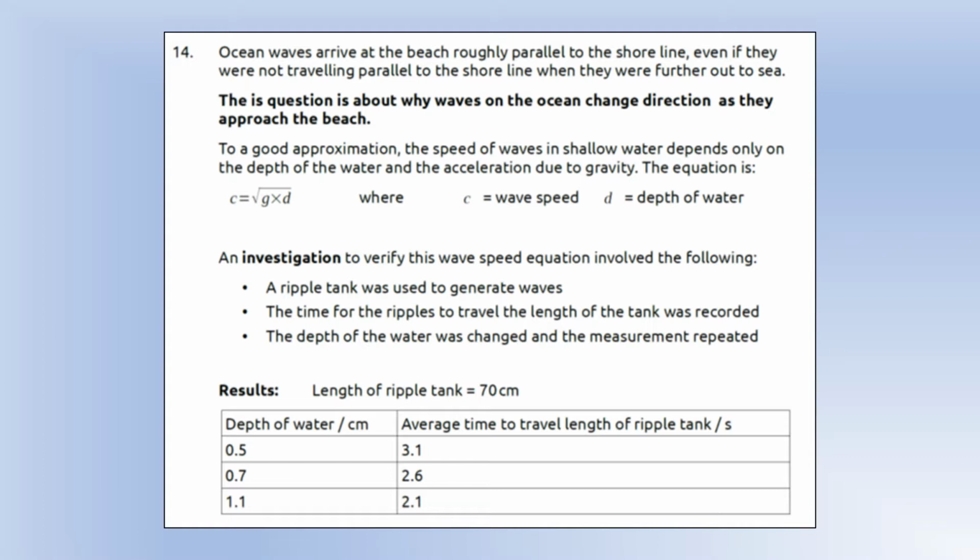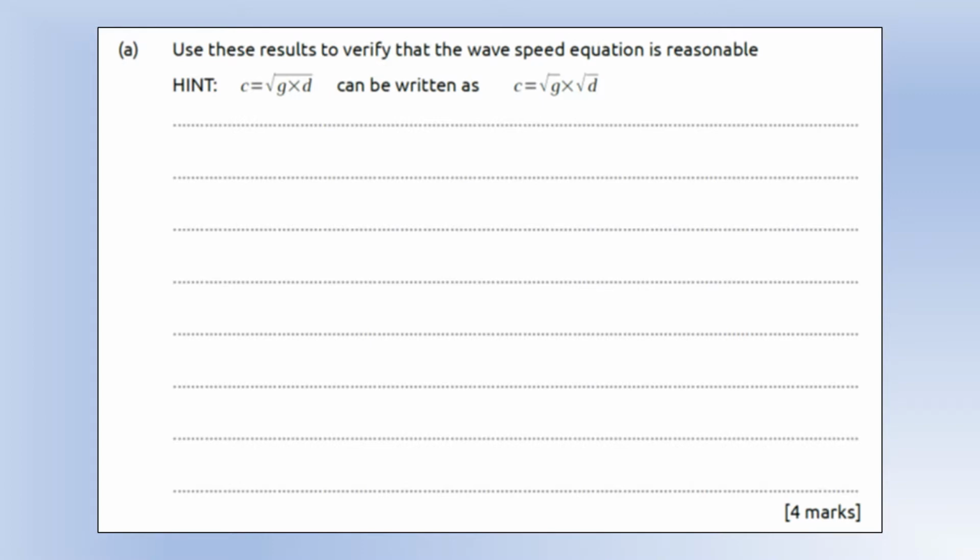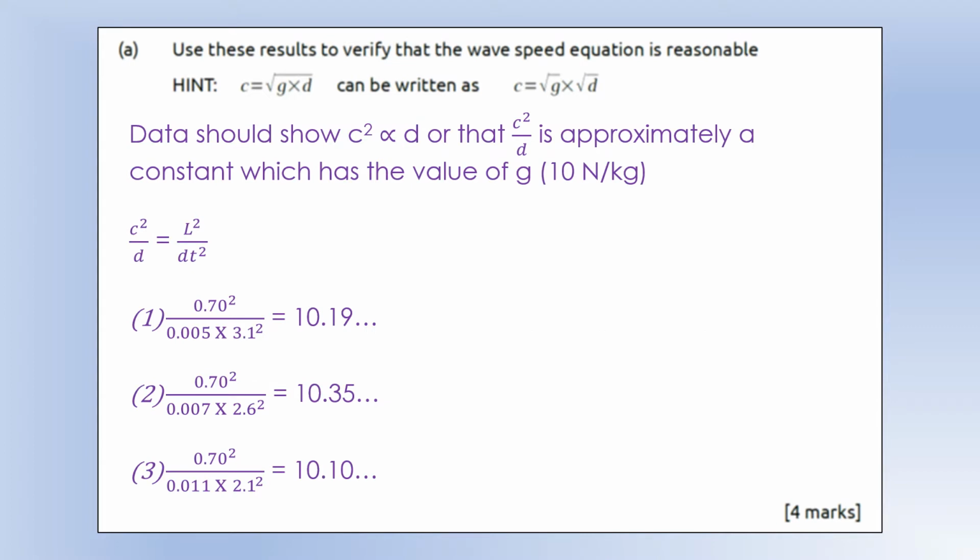Okay, so we've got an investigation where we've changed the depth and measured the time taken to travel the length of a ripple tank, and the length is 70 centimeters. Okay, so use these results to verify the speed equation is reasonable. Okay, so using this equation, we should be able to see that c squared is directly proportional to d once we square both sides of this expression, because g is a constant.